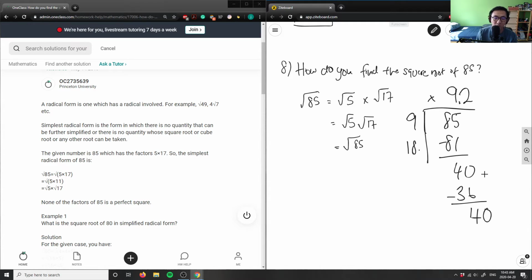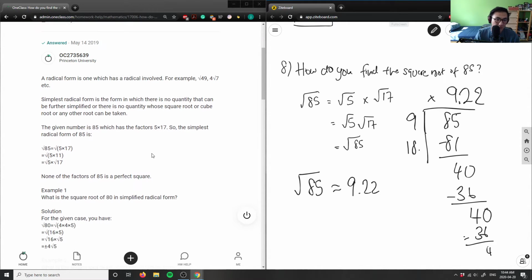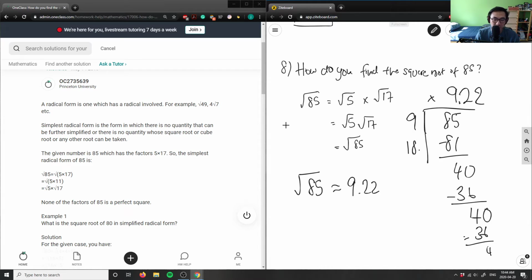Again, 18 times 40 here is again 2, and I'm only going to do 2 decimal places. So this here is 4, and so on and so forth. So the approximate value of root 85 is approximately 9.22. So again, you can use the method-ass solution, or you can use the exact values depending on what the question's asking here. So the solution here says root 5 times root 17, which is what I got.